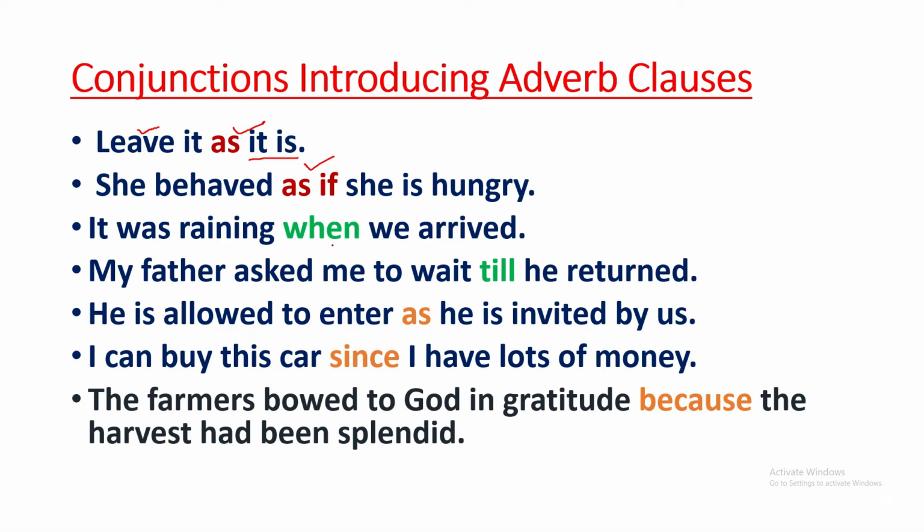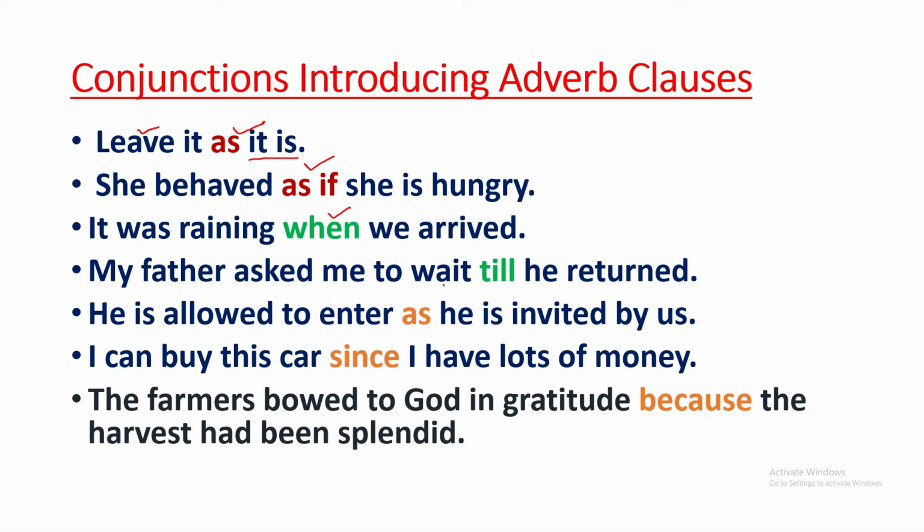It was raining when you arrived. When was it raining? When you arrived. So the clause answers the question when. So when you arrived is the clause, that is the adverb clause of time. When is the subordinating conjunction introducing the adverb clause of time.